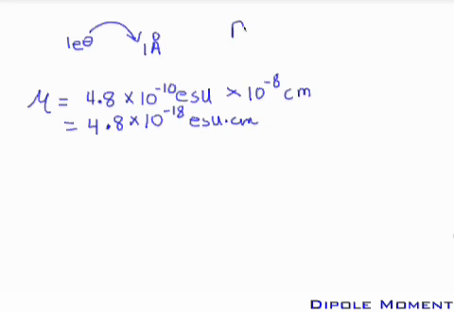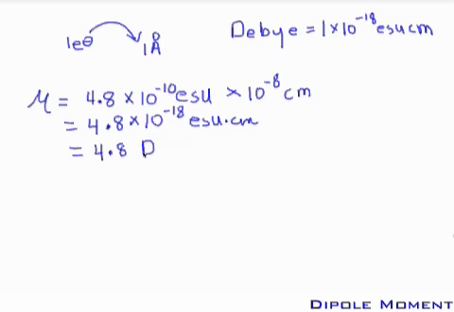The Debye unit, a Debye, would be equal to 1 times 10 to the minus 18 electrostatic unit centimeters. So that made this 4.8 Debye. It was given the symbol D.